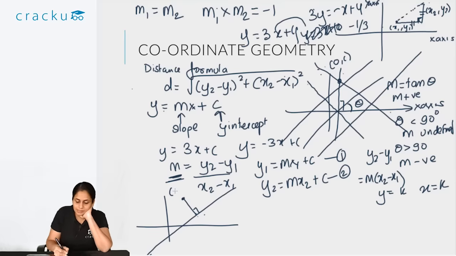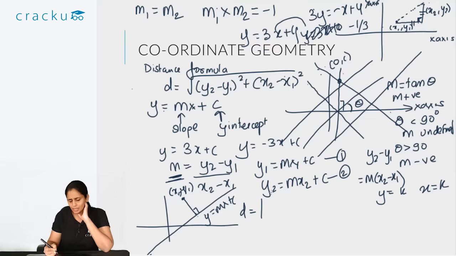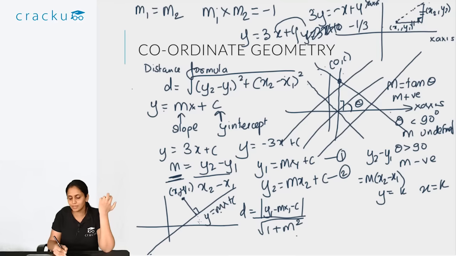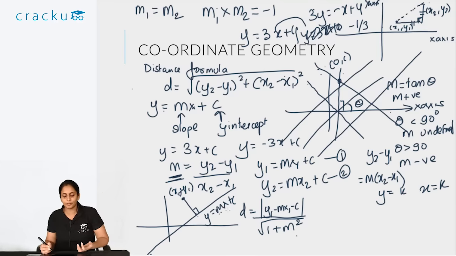As I said, suppose this is a point (x1, y1) and this is an equation which is y is equal to mx plus c. To find the distance of this point from this line, you first plug this value into the equation. So the distance is given by, because distance is always a positive value, we take the modulus of (y1 minus mx1 minus c). This is essentially the value that is left over when I plug these values x1, y1 in the equation of the line. This is divided by the square root of 1 plus m squared. Here m is the slope of the line. This is the distance of a point from the line.